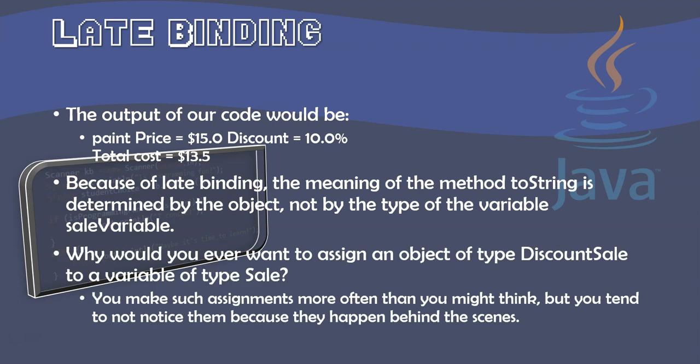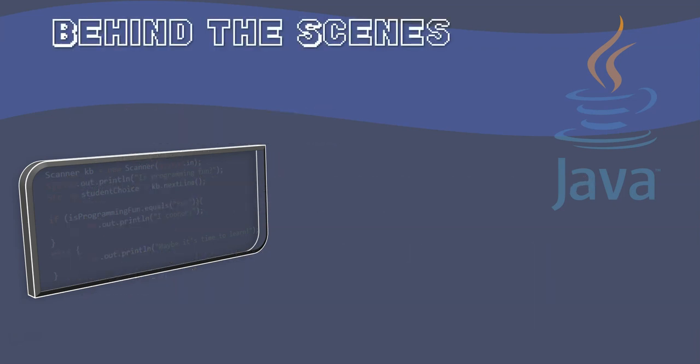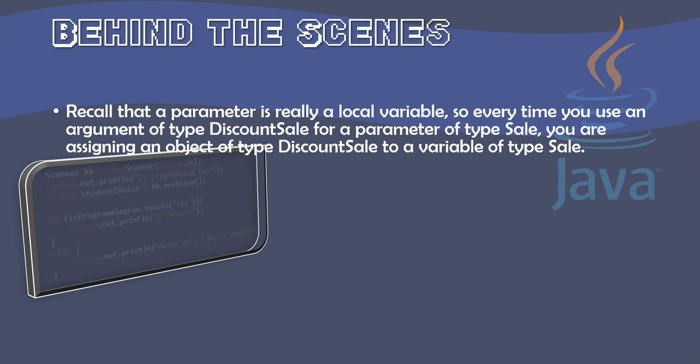Now you might ask, why would you ever want to assign a type DiscountSale to a variable of type Sale? Well, we make such assignments a lot more often than you may think, but they tend to happen behind the scenes, so you don't necessarily notice them. When we peel back the curtain, say we have a parameter that's really just a local variable, every time you use an argument of type DiscountSale for a parameter of type Sale, we're actually assigning an object of type DiscountSale to a variable of type Sale.